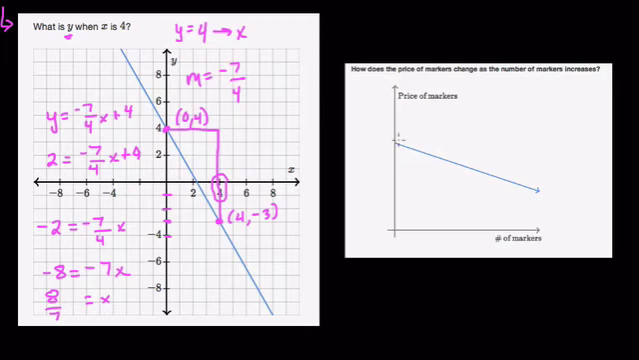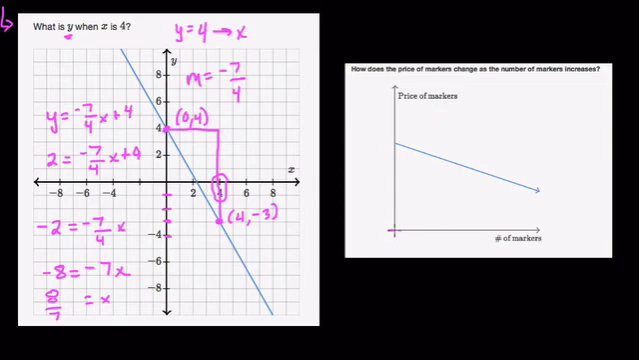The other type of question is realizing, what does a line really tell you about a situation? Here they ask, how does the price of markers change as the number of markers increases? Logically, the more markers you're able to sell, the more money you would make. But here, the idea is the more markers you have, the less you can charge, because there's an abundance.